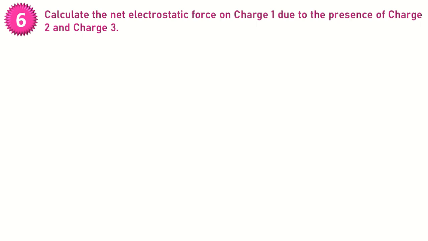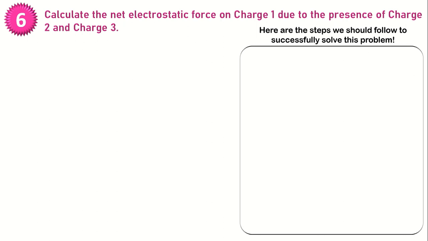So number 6, calculate the net electrostatic force on charge 1 due to the presence of charge 2 and charge 3. Alright, so in this problem we're given that there are 3 charges: charge 1, charge 2, and charge 3. We're finding the net electrostatic force on charge 1 due to the presence of charge 2 and charge 3. Okay? So here are the steps we should follow to successfully solve this problem.